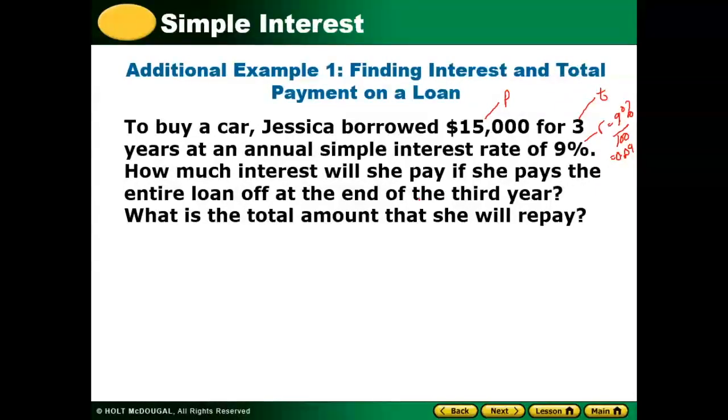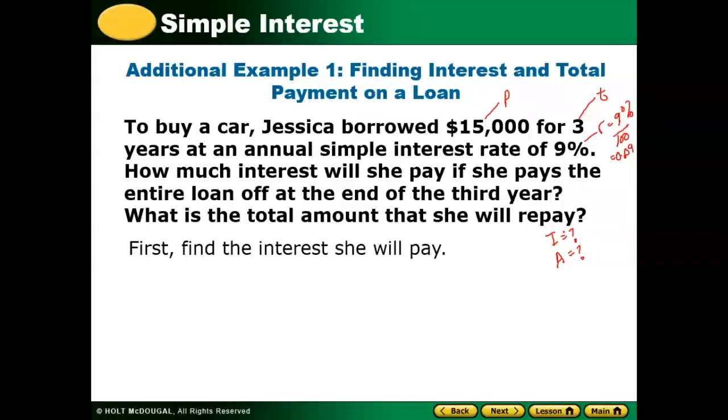And they want us to find how much interest she will pay, and then what is the total amount that she will repay. So we're also going to find amount. So we have two things to do. We need to find our interest first, then calculate amount. So we're going to first find the interest she will pay.